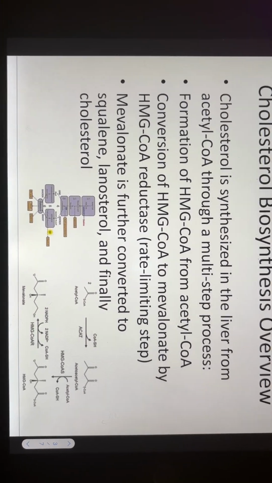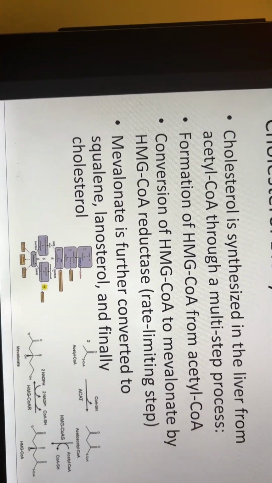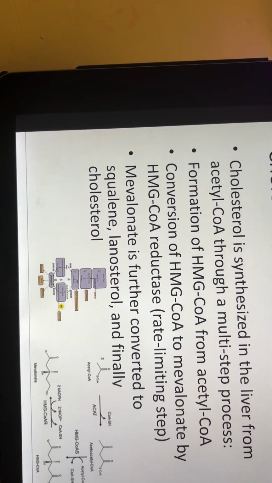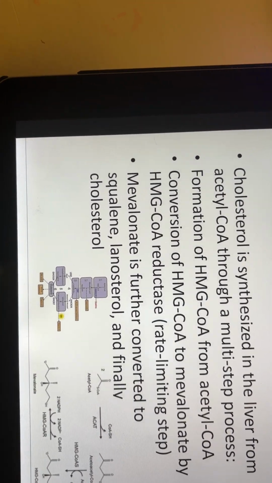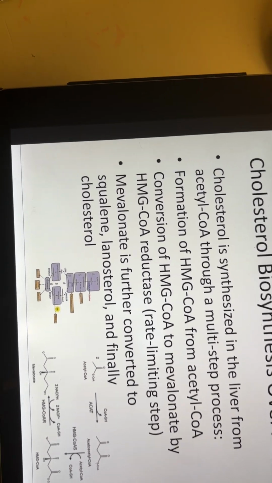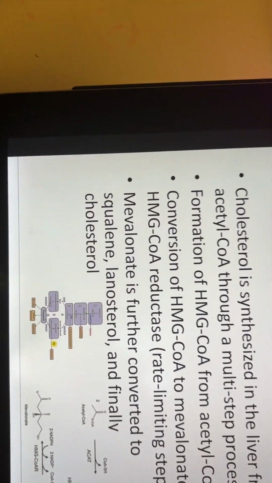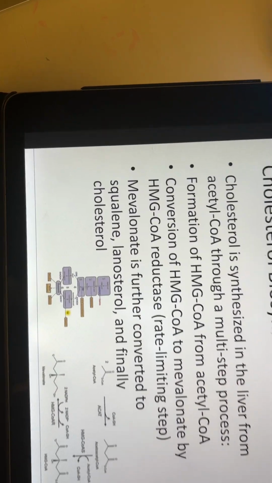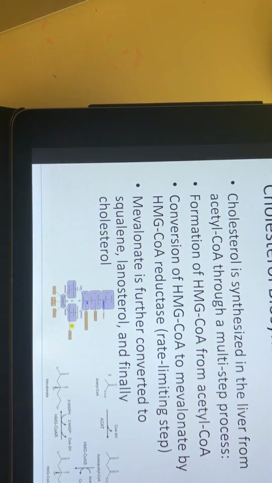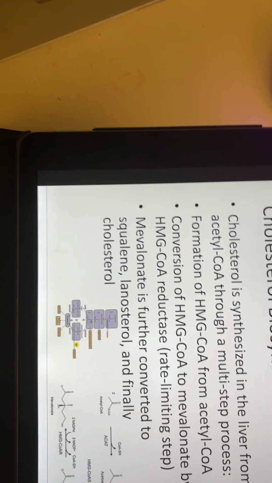This diagram shows the cholesterol biosynthesis pathway, which begins in the liver using acetyl-CoA as a building block. Acetyl-CoA first combines to form HMG-CoA, which then gets converted into mevalonate by the enzyme HMG-CoA reductase, and this step is the rate-limiting step, meaning it controls the pace of the entire pathway, and that's why it's the main target for statin drugs. Mevalonate is then converted into isopentenyl pyrophosphate, then squalene, lanosterol, and eventually cholesterol.